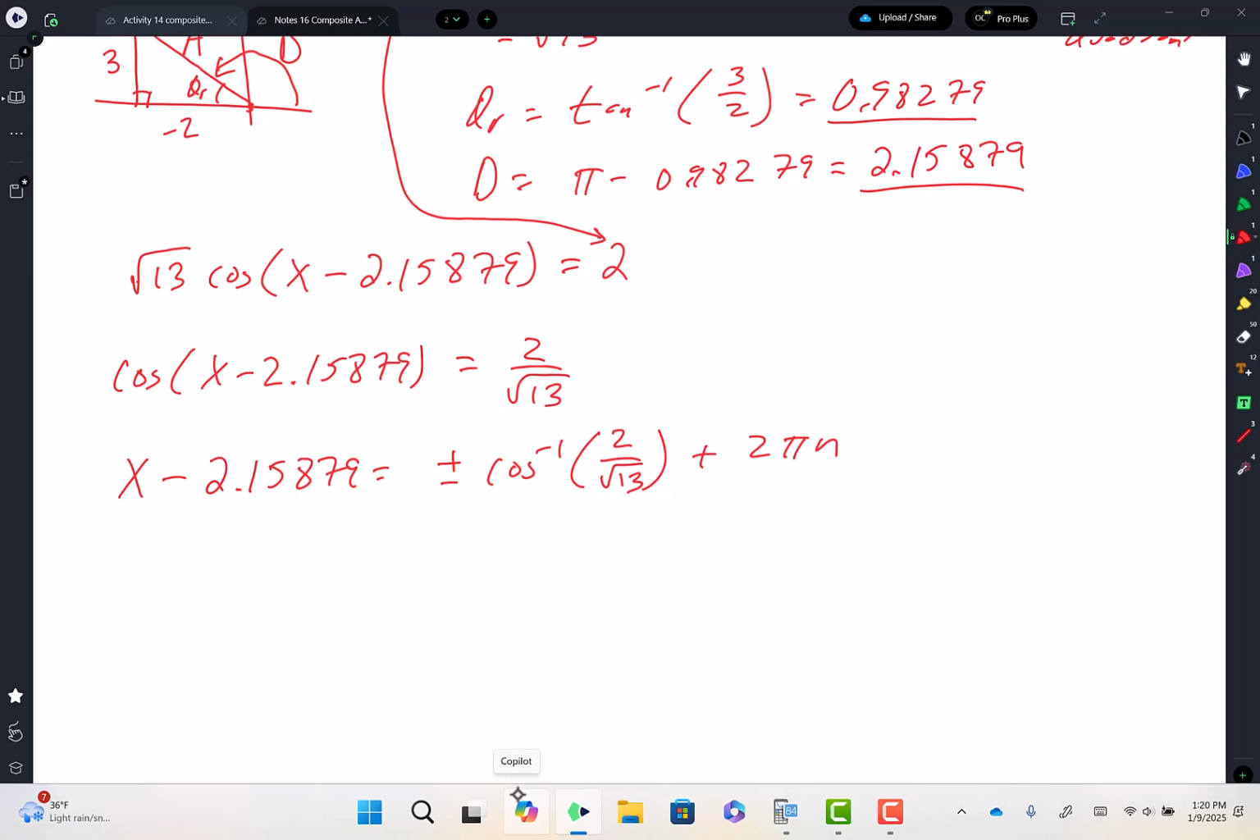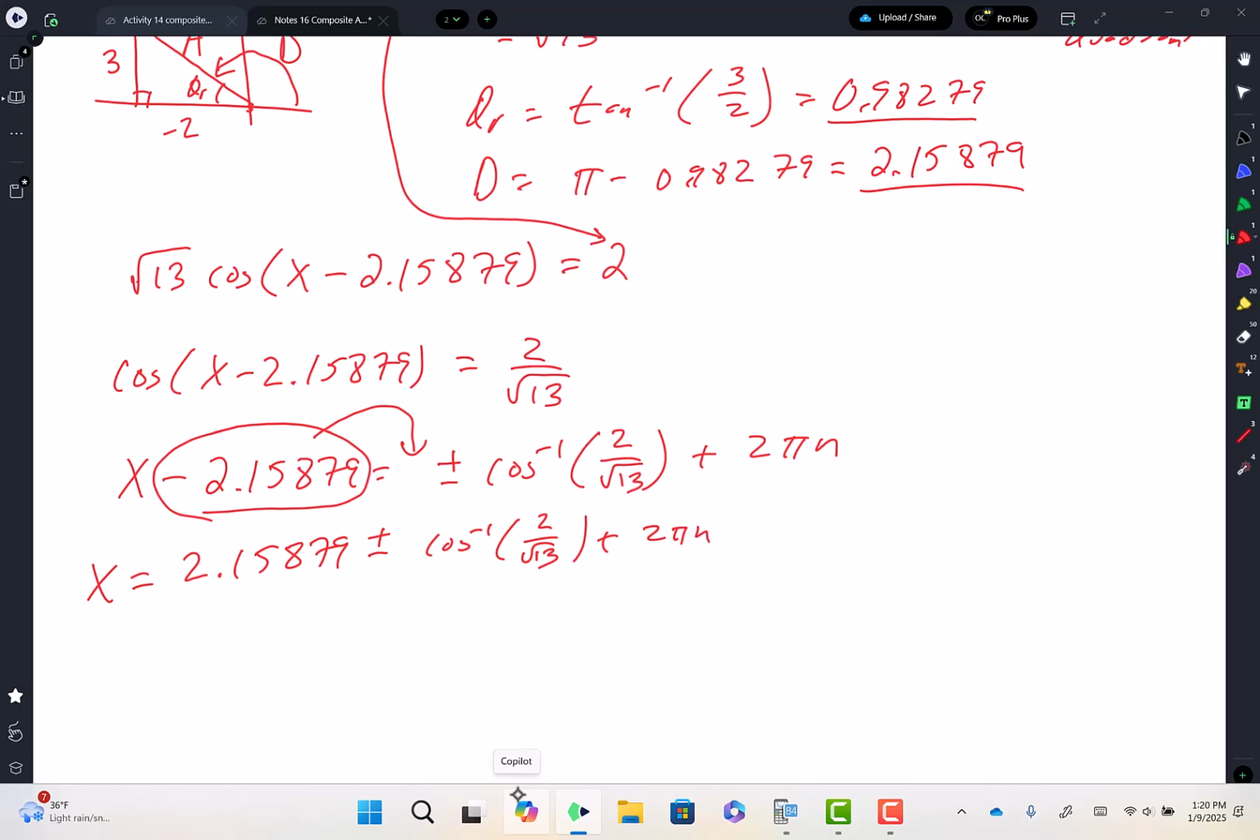You're almost done. You just move this guy right here. X equals 2.15879 plus minus arc cosine of 2 over square root of 13 plus 2 pi n. From here, we're going to get our two equations. I know, guys. Hang in with me. We're almost there.